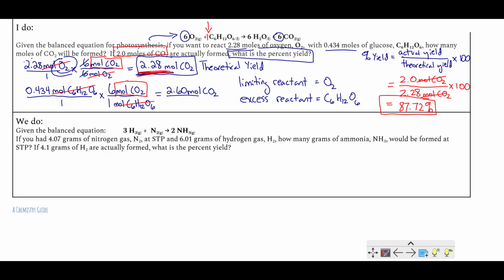If you want to know more about that, take AP Chemistry with me. But for right now, we're going to move on. So let's jump into the we do problem here. We have a balanced equation, and we have 4.07 grams of nitrogen gas in N2.